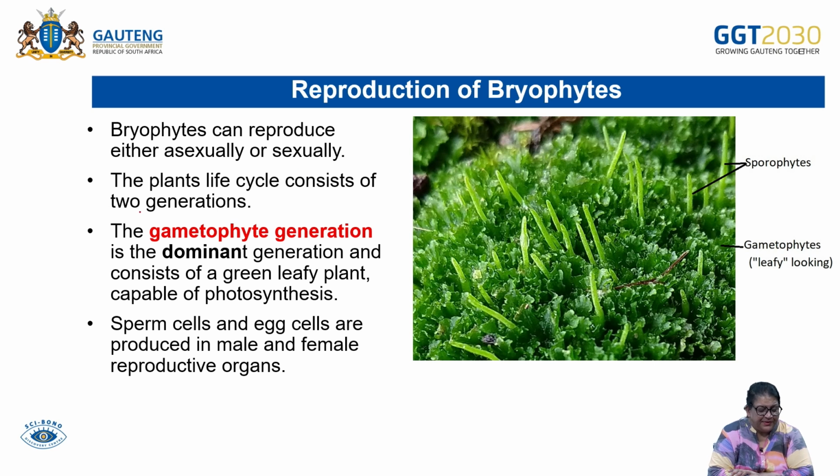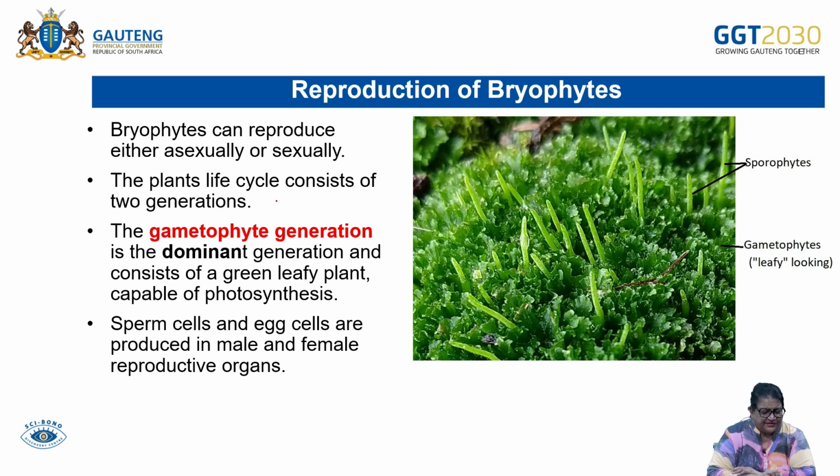The plant's life cycle consists of 2 generations. We said it's the dominant. So what do we mean by dominant? When you're looking at a moss plant, the green leaves in between the bricks, what generation is that? You're seeing it all the time, so that is the dominant gametophyte generation. And later, it will give rise to the sporophyte generation, and they will alternate like that.